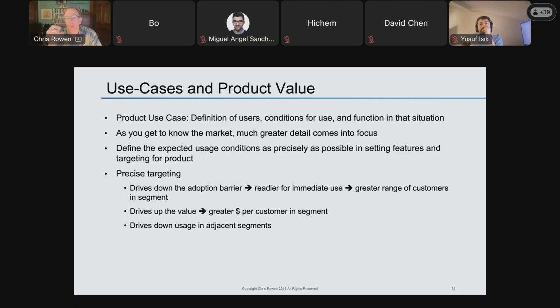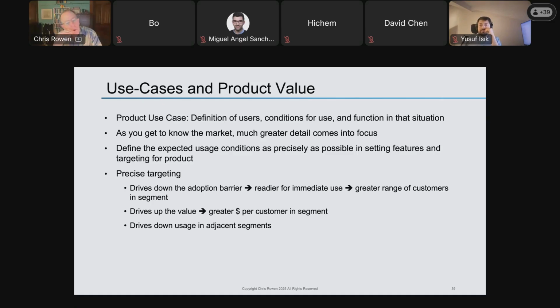As you get to know the market, much greater detail comes into focus. And that's part of why it takes time to develop the idea for a startup. And it's critically important to talk to people who really fit some model of what's the user and what are the conditions for use. And the more precisely you can define it, the more refined and interesting your product becomes.